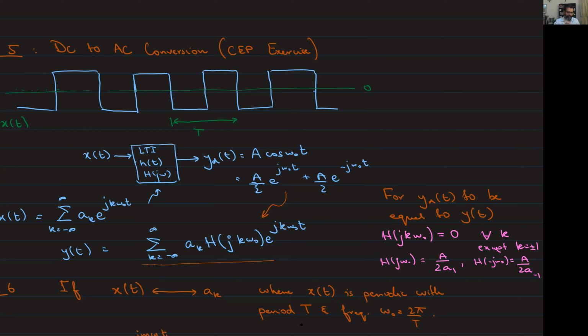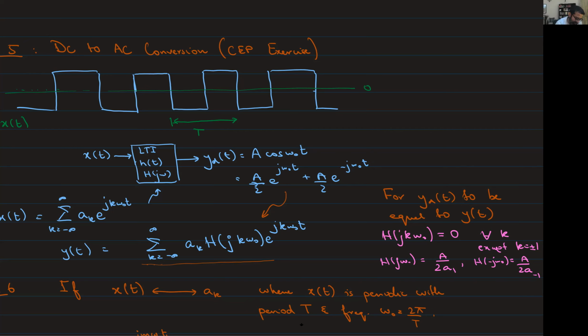Any questions about this problem number 5? Is this clear? आपने equal किस तरह की, like how have you found it, A over 2 a_1? Sorry, फिर से कहेंगे? ये a_1 कहाँ से आया इसमें, जब H of j omega naught equal to A by 2 a_1?